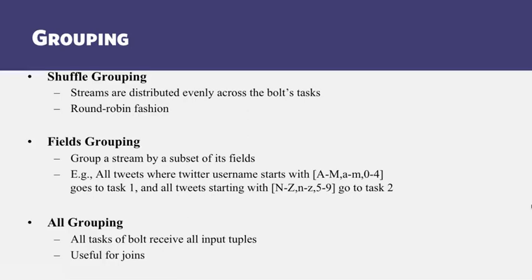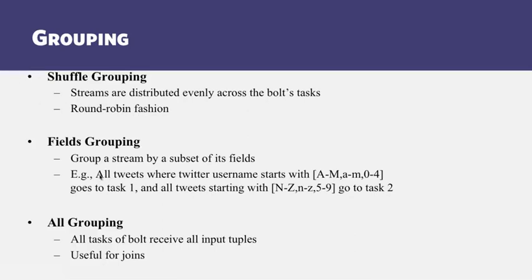However, this may not be what you want, because you may need to group the tuples based on some fields or a subset of its fields. This is where fields grouping comes into play. So here you group a stream by a subset of its fields. For instance, you may want to have all the tweets, all the tuples, where the Twitter username starts with A through M, or 0 through 4, go to task 1, and the remaining tuples go to task 2. This allows you to, for instance, aggregate those individual classes of usernames, and this is done via fields grouping.